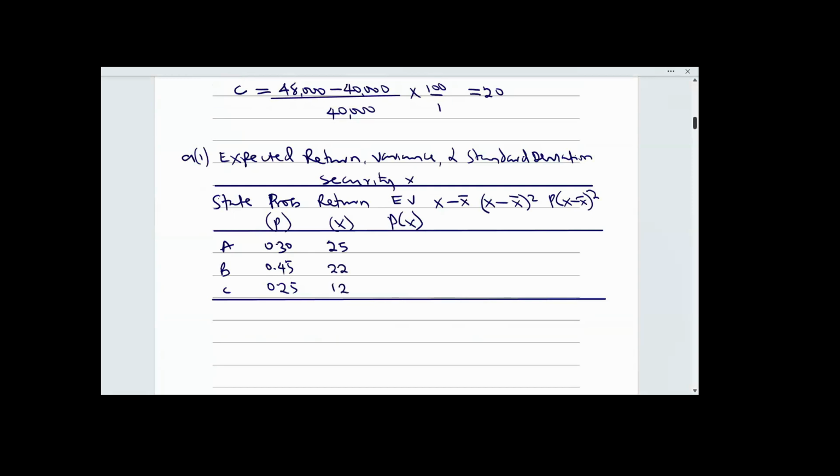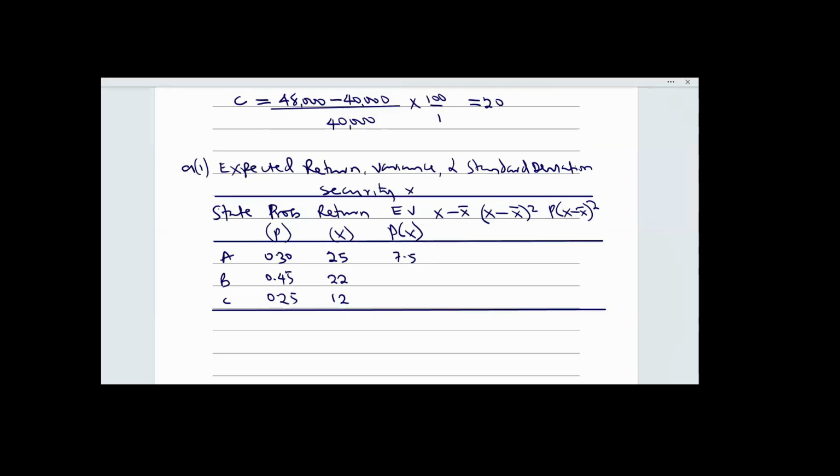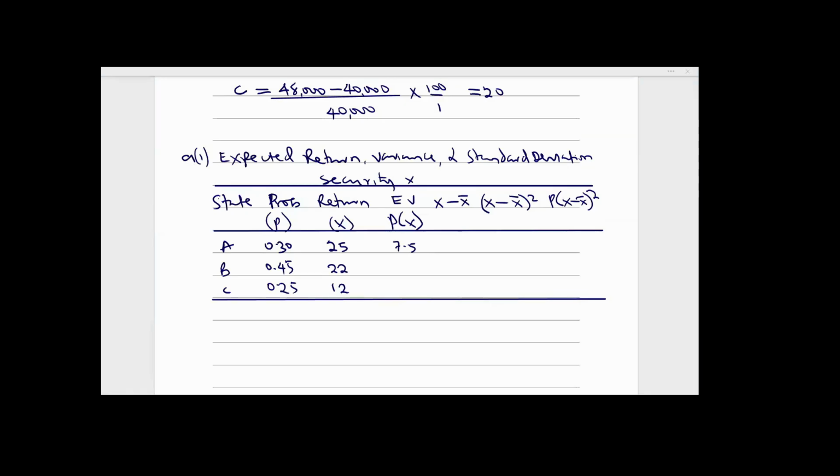Okay, so to now get the expected value, you are supposed to multiply probability with the return. So 0.3 multiplied by 25 equals 7.5. The next one, 0.45 multiplied by 22 equals 9.9. Then for state C, 0.25 multiplied by 12 equals 3.